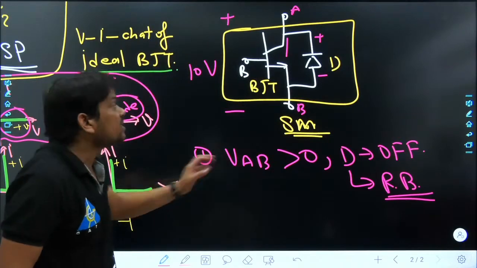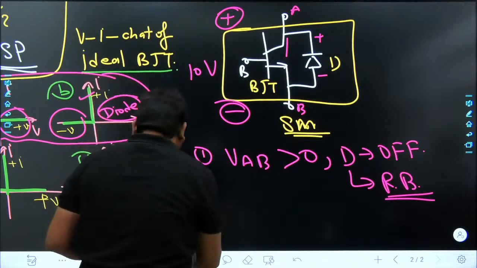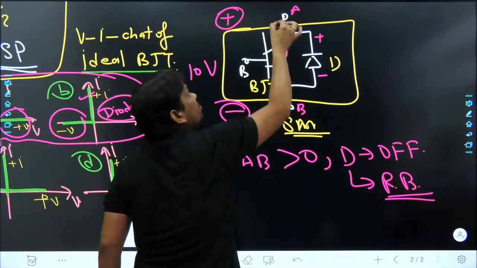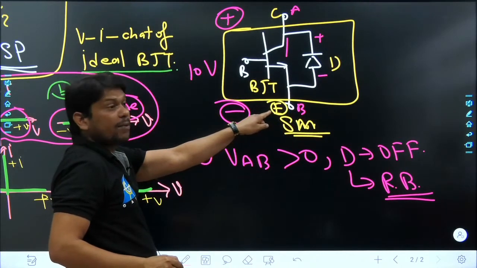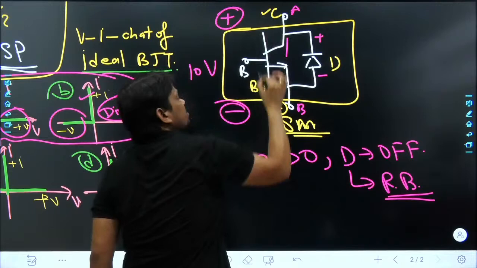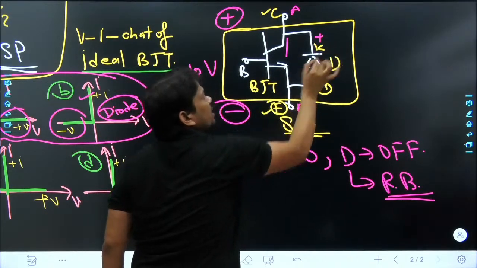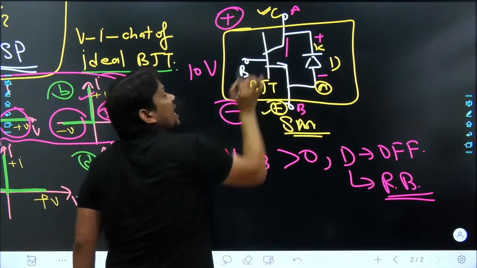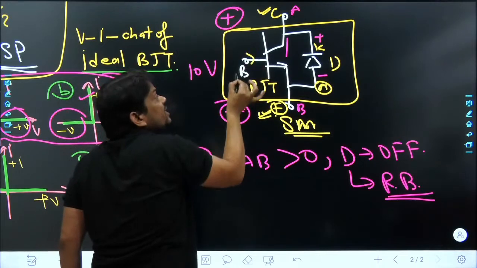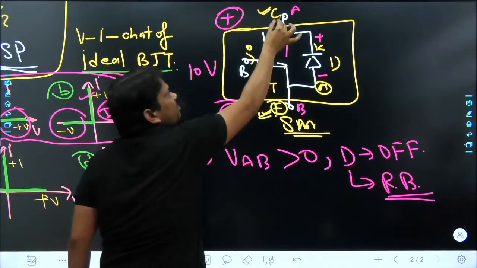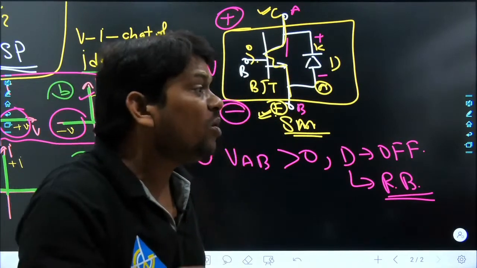Now, I want to ask another thing. When we apply positive voltage here, negative voltage here, in other words, the collector of this BJT is at high potential in comparison to emitter. Collector is this one, emitter is this one, similar to this diode, where this is anode and this one is cathode. So when collector is at high potential, emitter is at low potential, and we are not triggering the base of the BJT, then tell me, BJT will be on or off? Think properly. BJT will be on or off?